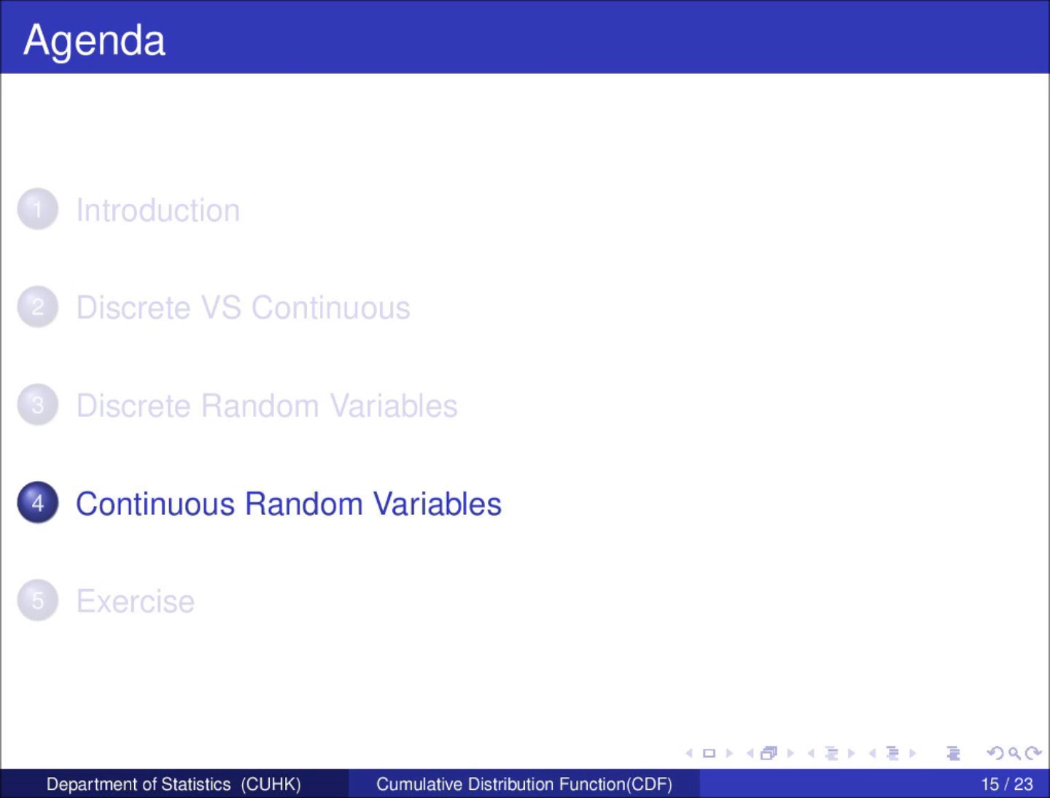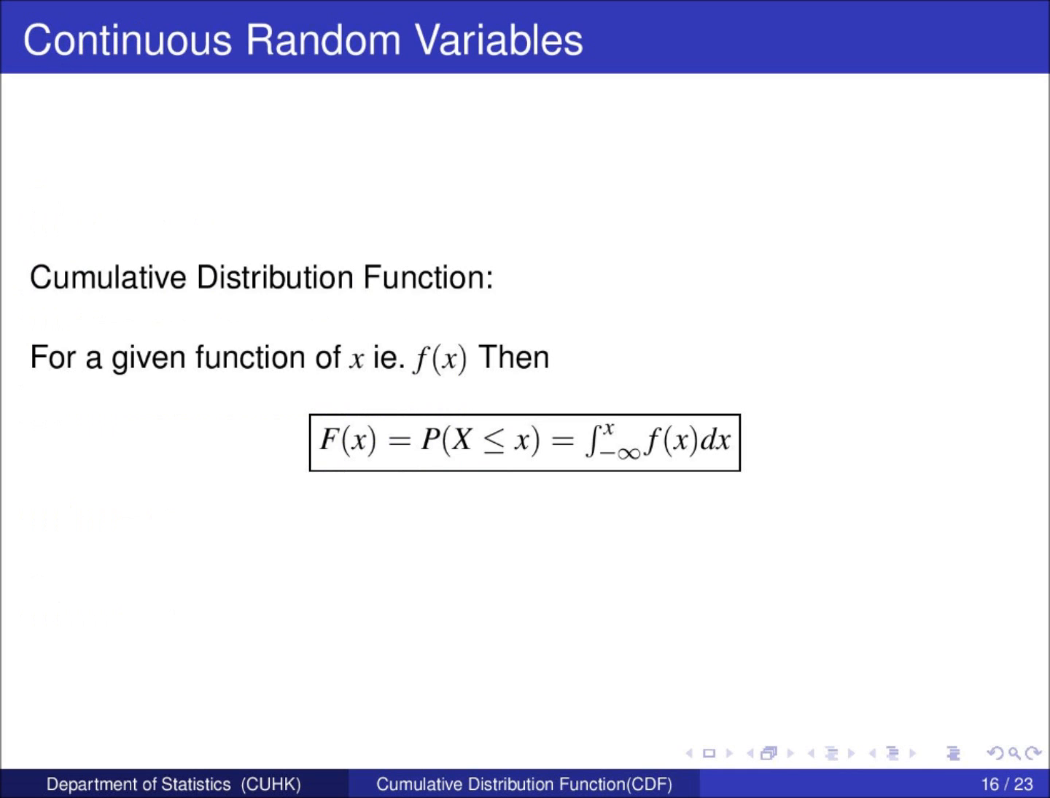After talking about the discrete case, we are going to move on to the continuous case. For a given function of x, f(x), we use small f to represent the function, and the CDF will be written as capital F(x) is equal to the integral of small f(x) from negative infinity to x dx. Note that the limit will change according to the different function. For example, given the exponential function, the negative infinity will change to 0 because the limits of the function are changed.